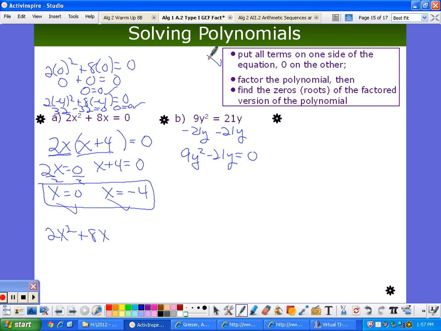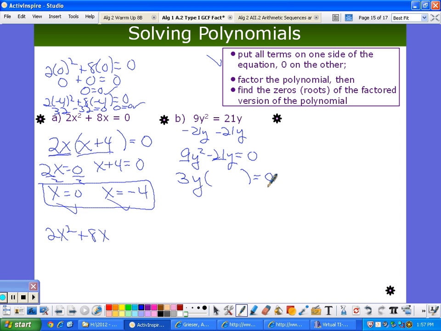Then it says factor the polynomial. Here's the polynomial. Do I have a greatest common factor? Yes, sir. 3 for the numbers. What about for the variables? You've got a y squared and a y. What do they have in common? Y. Then I'm going to reverse distribute.